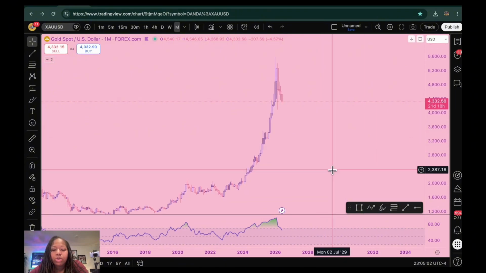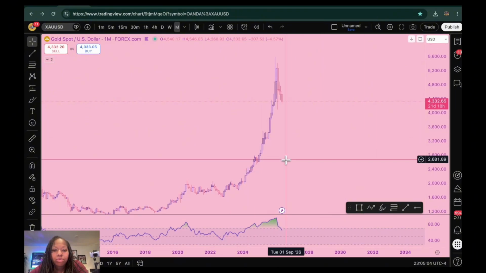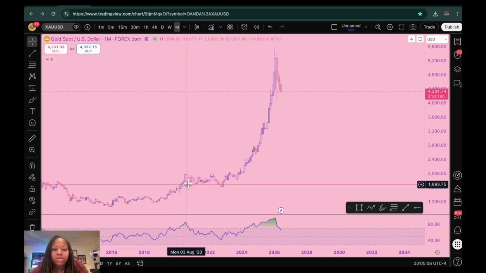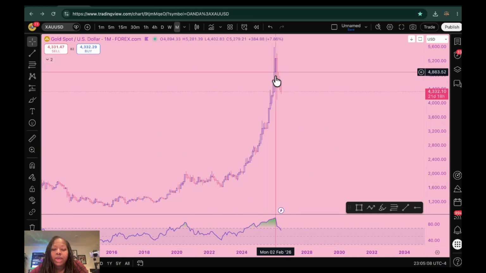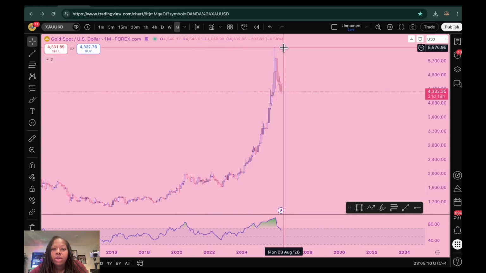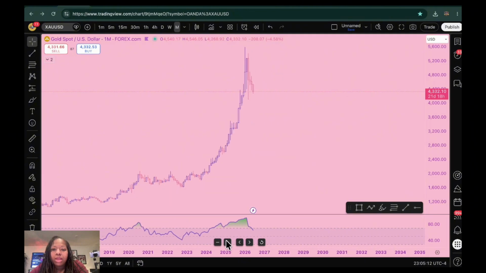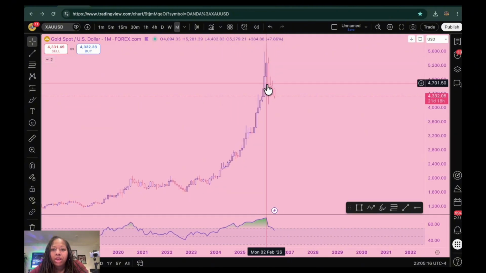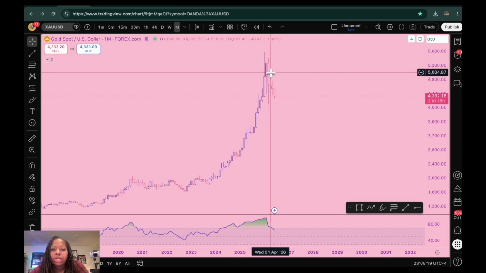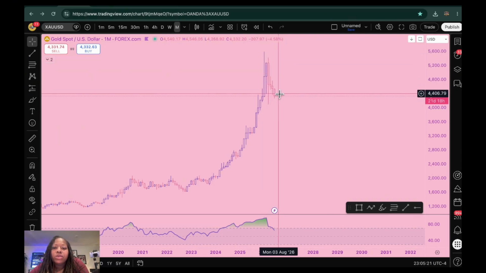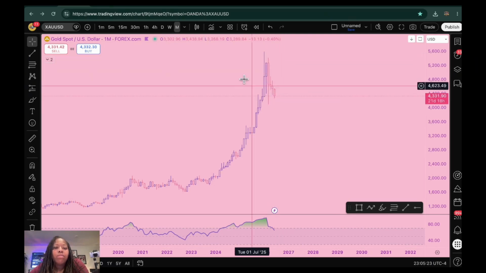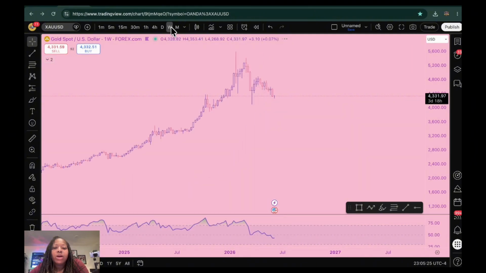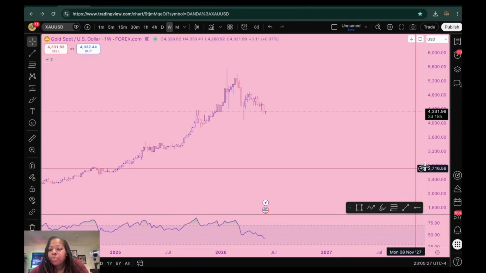So if we go on the monthly chart, we can see that we were very, very bullish. We had a lot of bullish momentum here. And then right here we had this bearish engulfing candle that engulfed this bullish candle, letting us know that sellers stepped in the market. So I'm keeping that in mind as I'm going down each time frame.